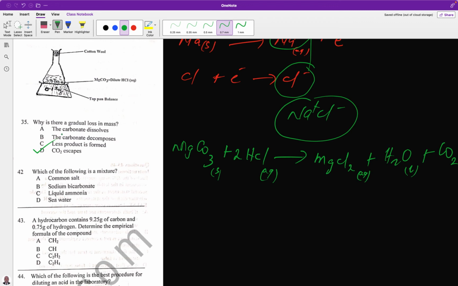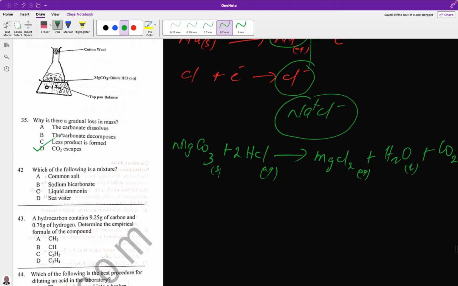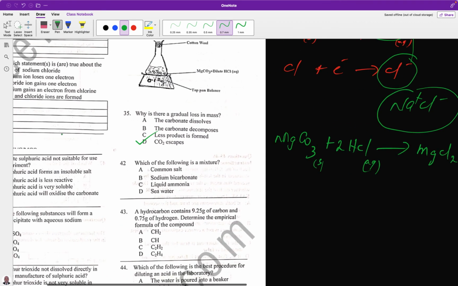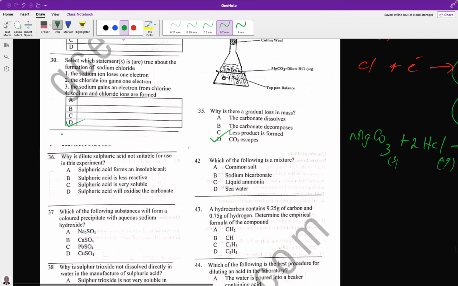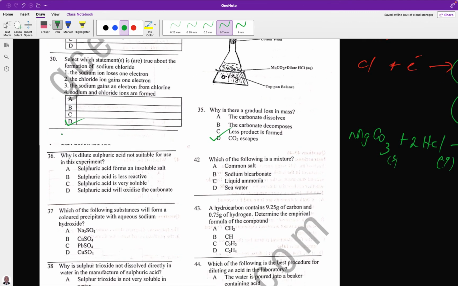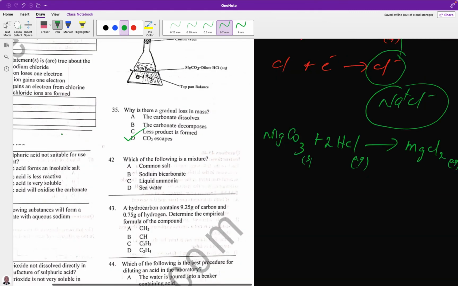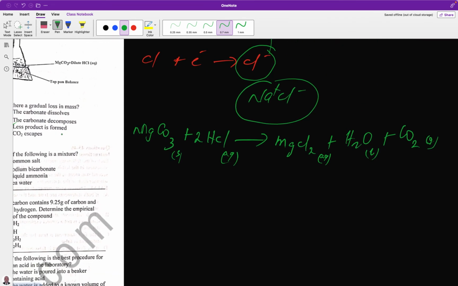35 is D. Question number 36. Why is dilute sulfuric acid not suitable for use in this experiment? Let me say, if I have to write the equation for dilute sulfuric acid, I will use this.